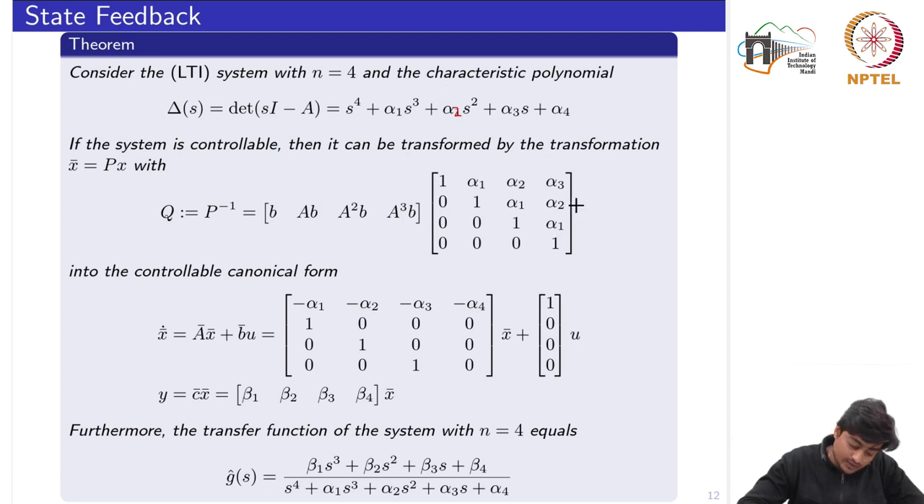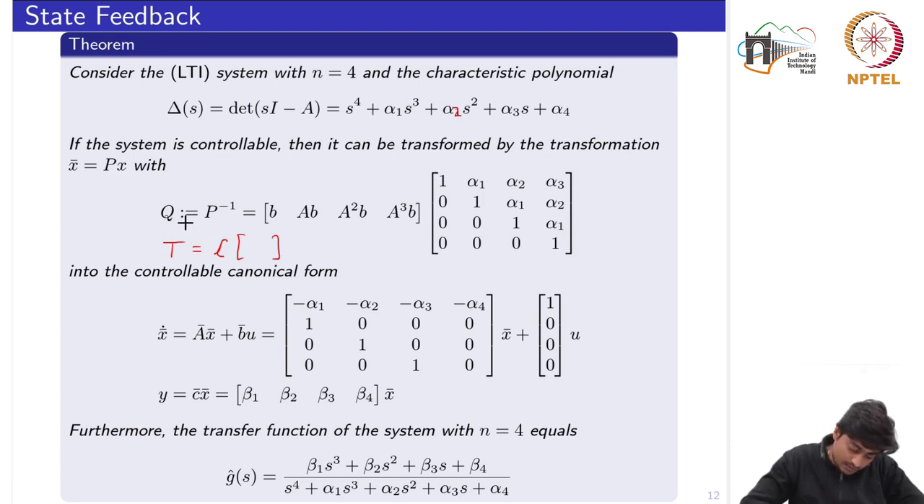If you recall, in one of the tutorial problems, we defined a matrix T, a transformation matrix equal to the controllability matrix times another matrix, which is an upper triangular matrix containing some coefficients of this characteristic polynomial. And then we showed that T is in fact a transformation matrix which not only transforms the system from state x to x bar, but also gives us the controllable canonical form, or the CCF form.